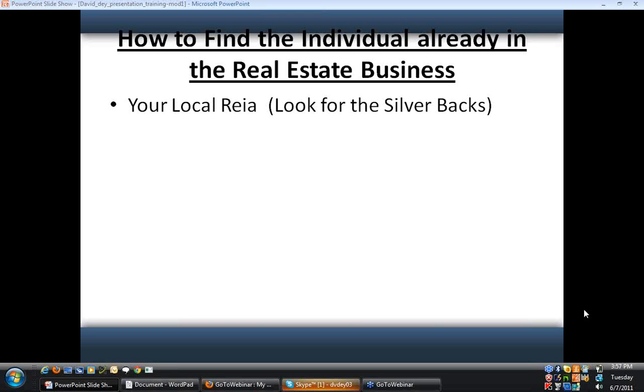And you'll always recognize the veteran because he is the person that is surrounded by all the new guys. He's the one surrounded by all the younger investors, telling all about his war stories. He's the one with all the scars as a real estate investor. But that is a very powerful tool for you to use.